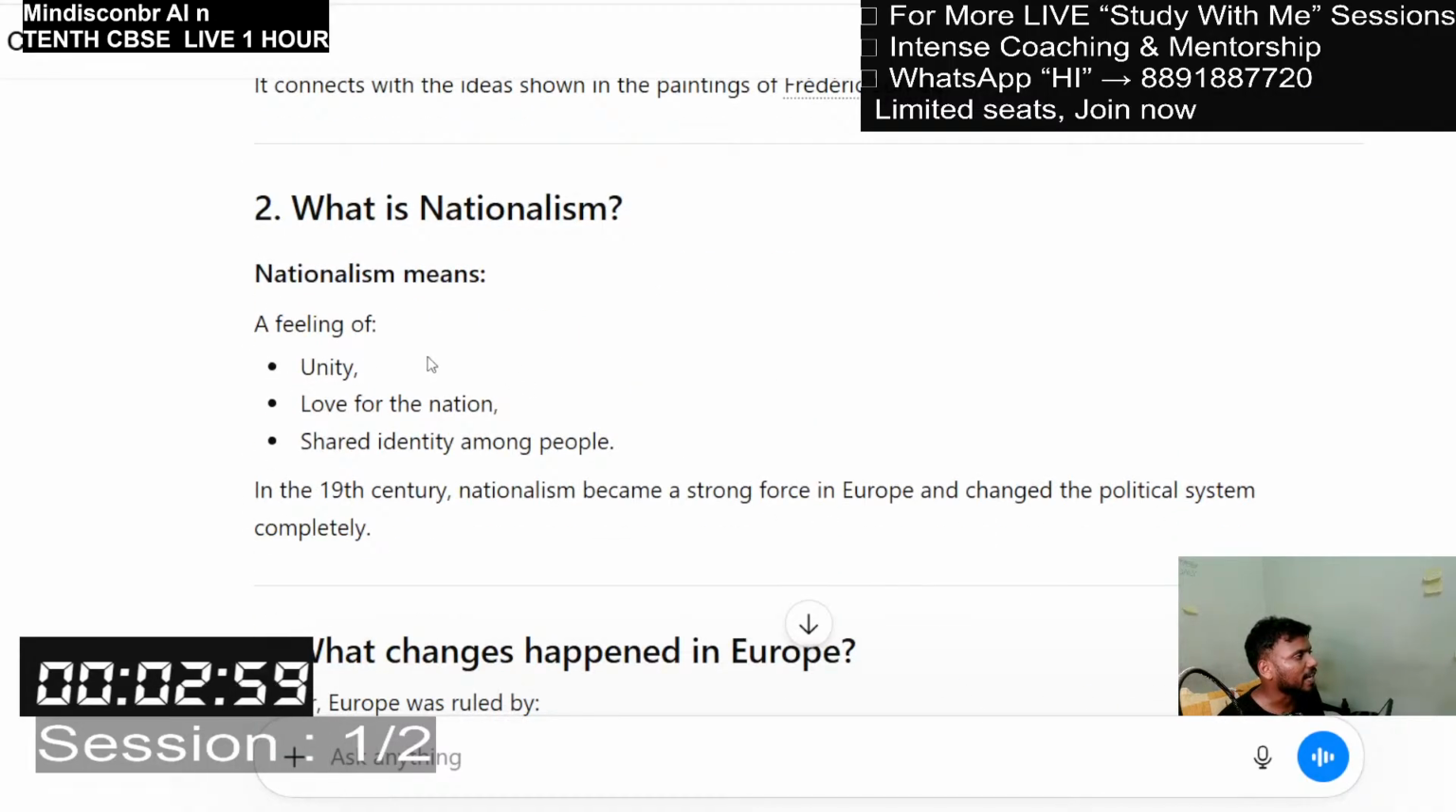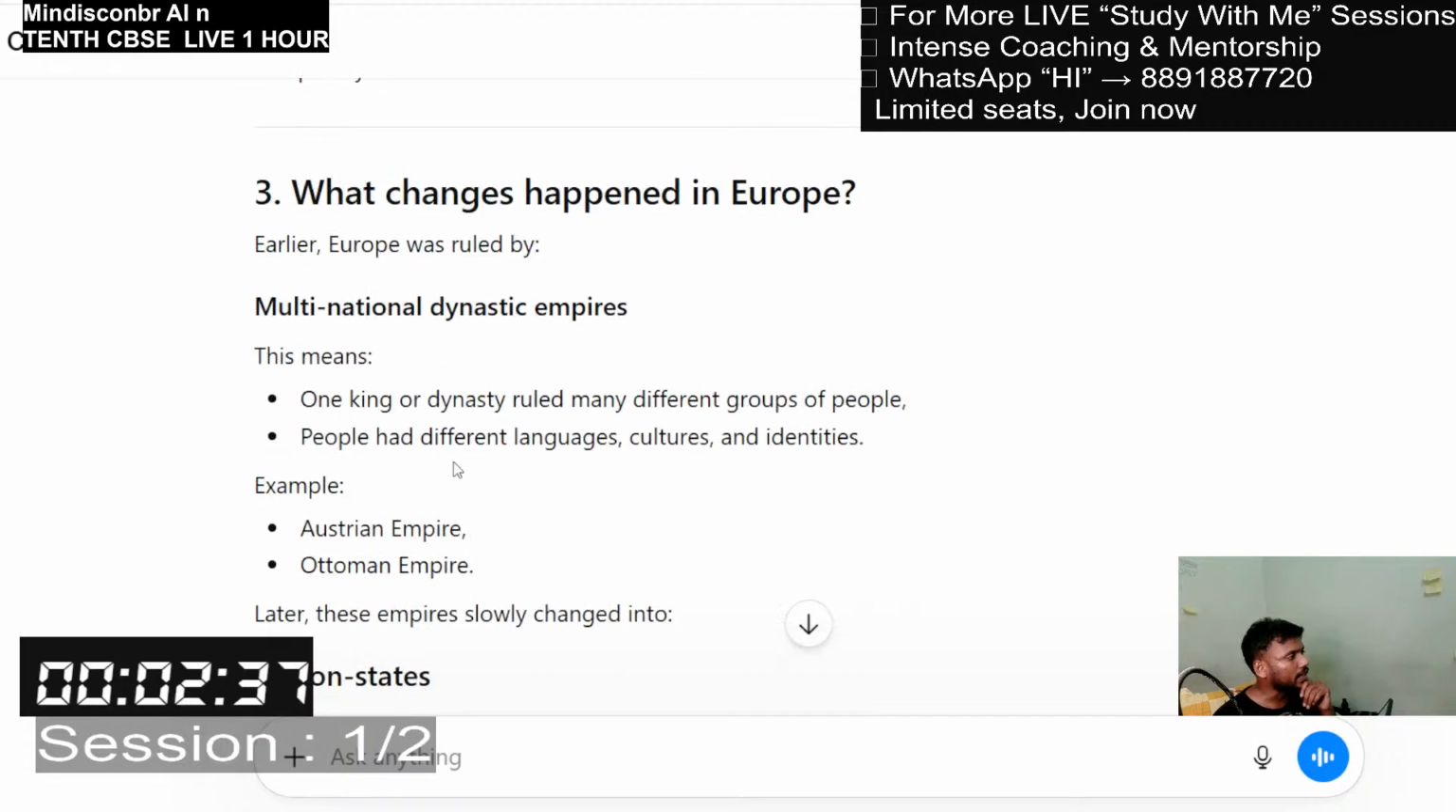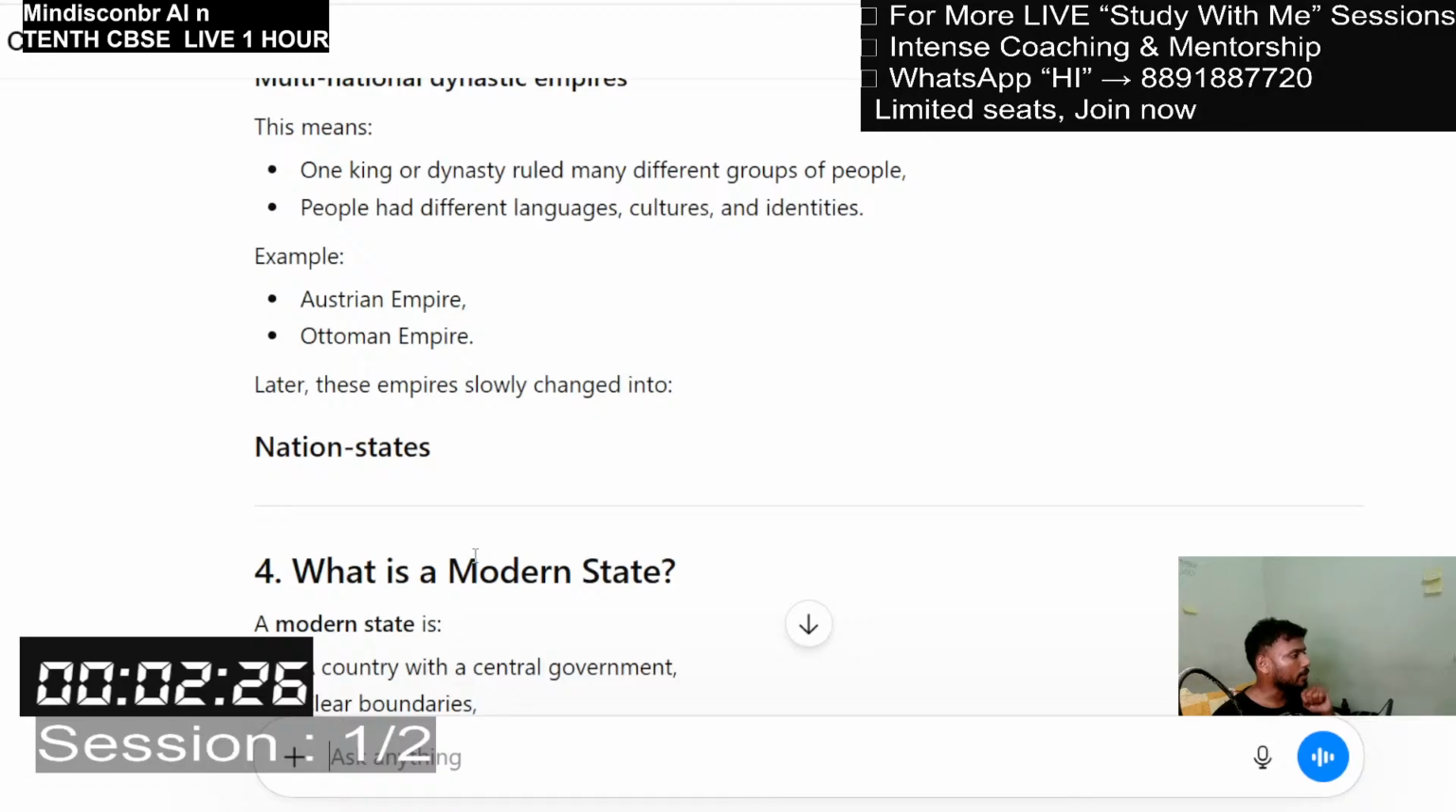What is nationalism? Nationalism means a feeling of unity, love for the nation, shared identity among the people. In the 19th century, nationalism became a strong force in Europe and changed the political system completely. What changes happened in Europe? Earlier, Europe was ruled by multinational dynastic empires. This means one king or dynasty ruled many different groups of people. People had different languages, culture, and identities. Example: Austrian Empire, Ottoman Empire. Later, these empires slowly changed into nation states.